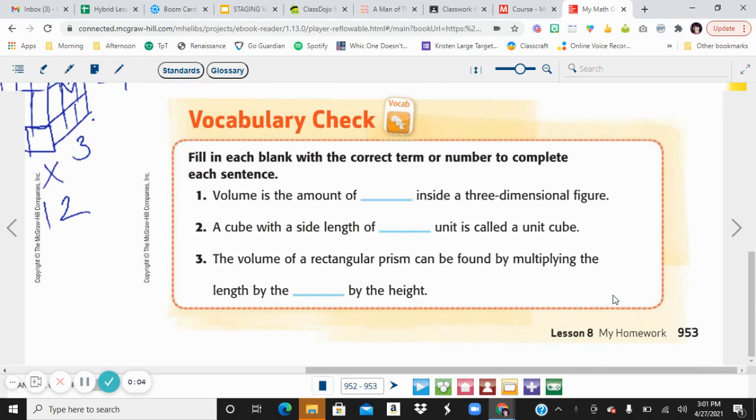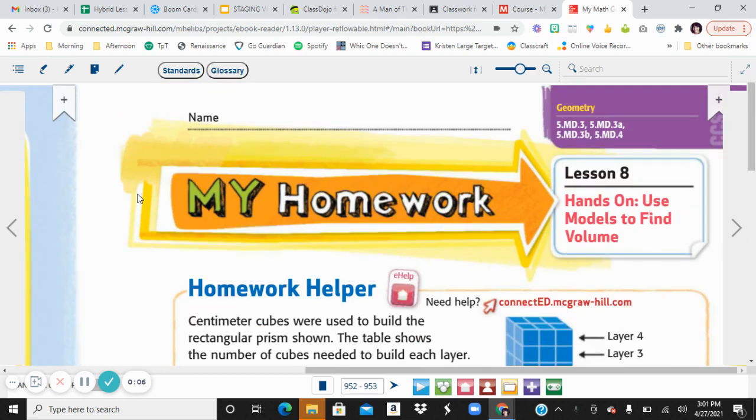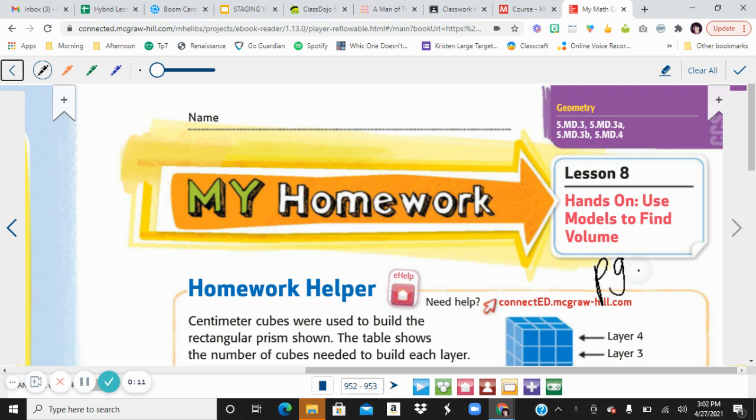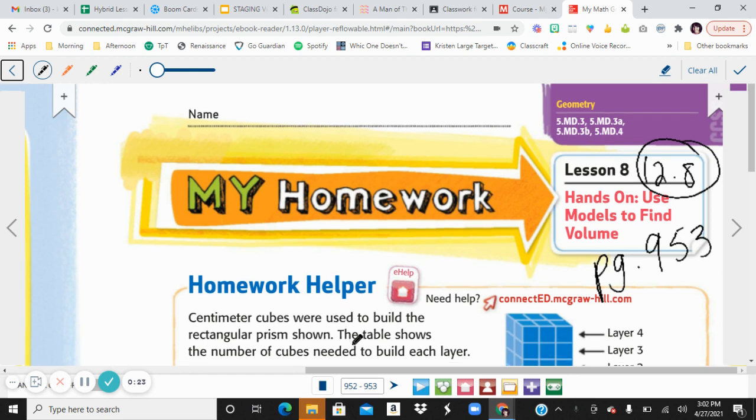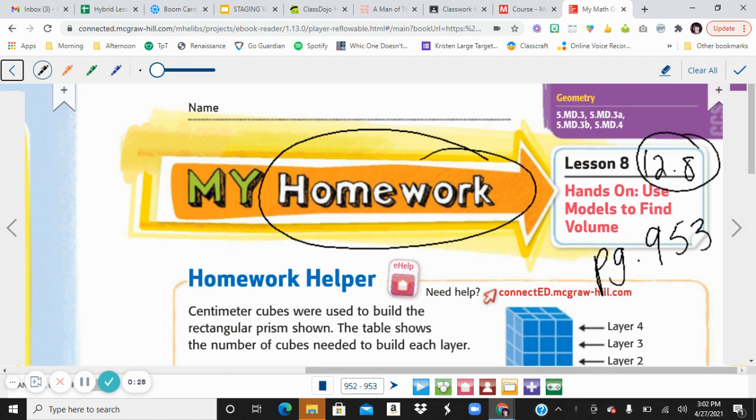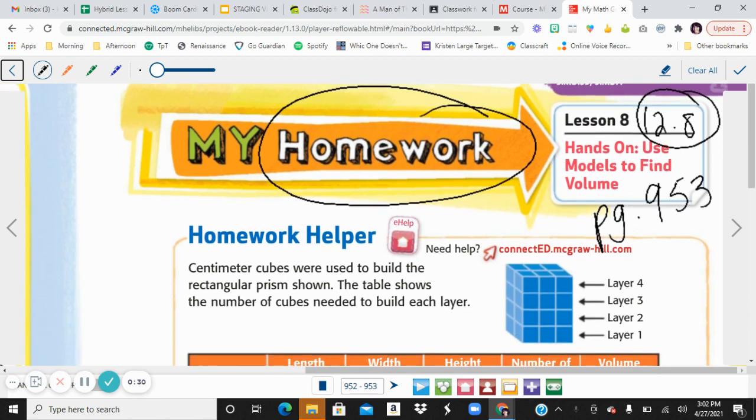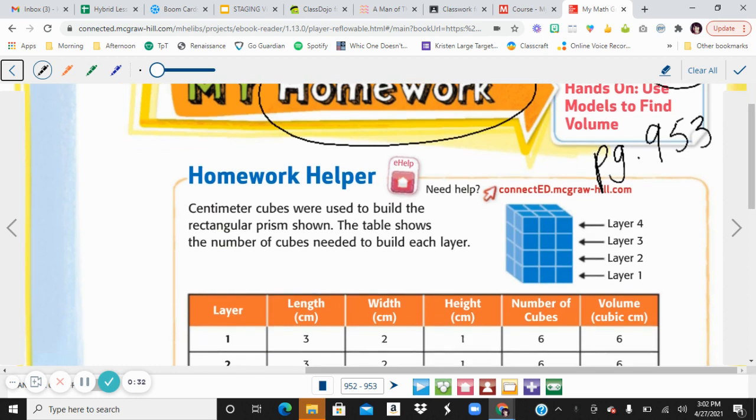It's Thursday, and we're on page 953. Page number 953. We're in chapter 12, lesson 8, 12.8, and we are working through this and almost finishing our book. So this is the homework lesson that we already did a couple days ago, and we're just going to be looking through this.